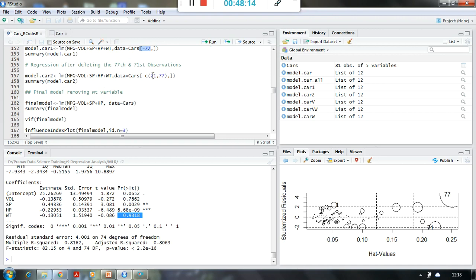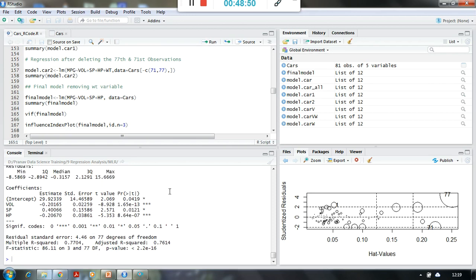So let us see that example later. But now I have decided that the observation deletion is not improving. I cannot delete more than 2, 3, 4 observations, because then it is not making any sense. So let us try deleting the weight column and build a model. I'm building a model with MPG tilde volume, SP and HP. This time I am not considering weight in my calculations. I am using the entire data, and I am writing a final model.